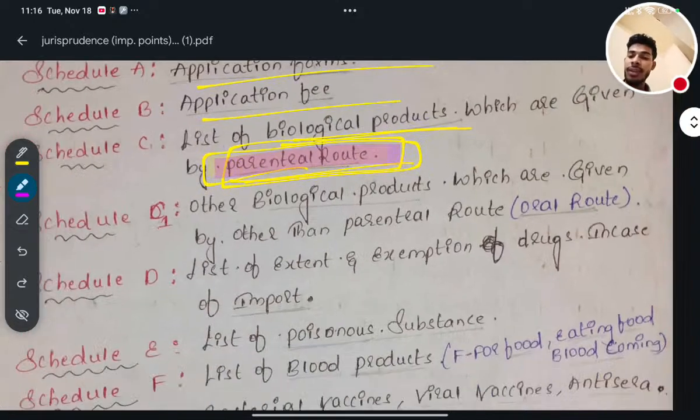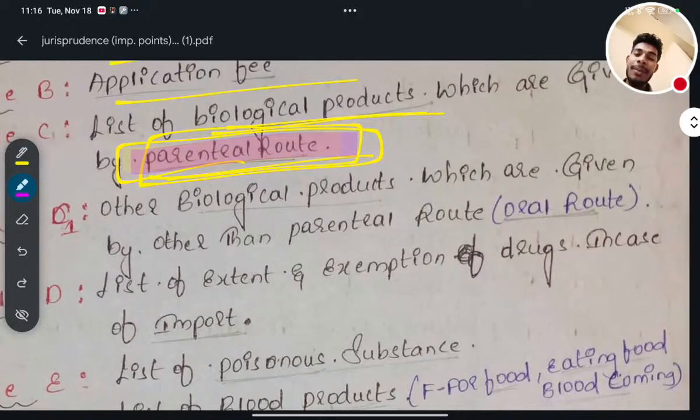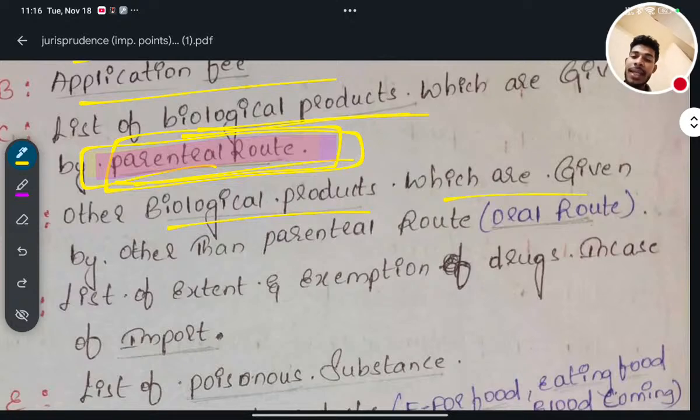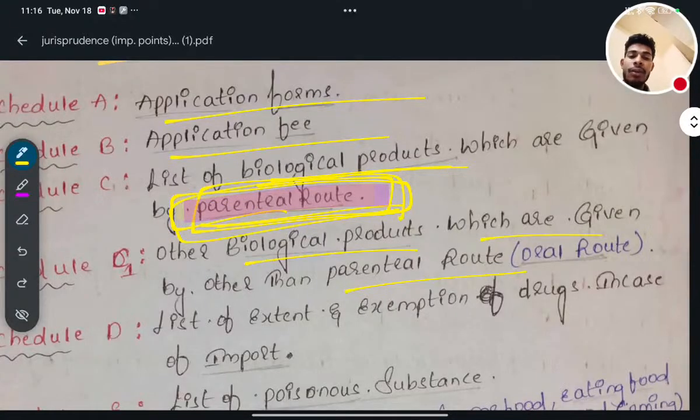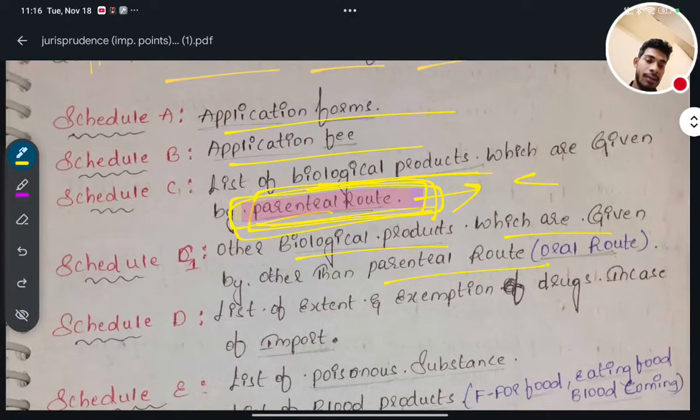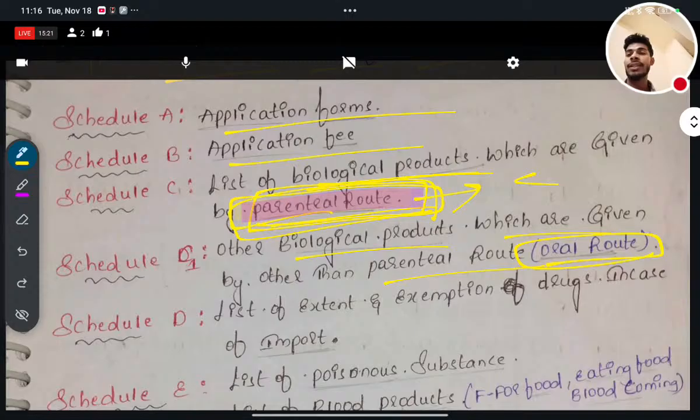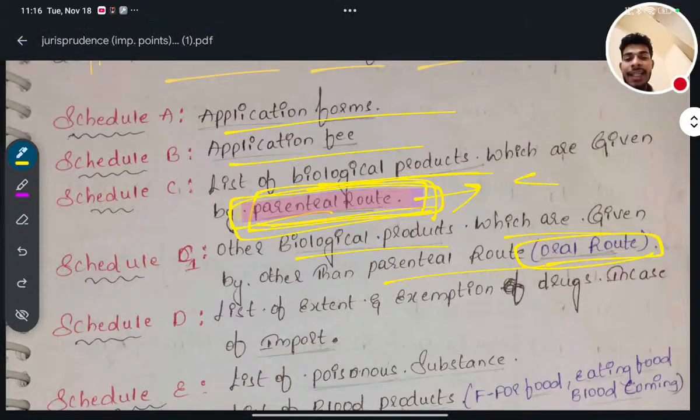Okay. Then Schedule C1. Schedule C1 is other biological products which are given by other than parenteral route. So when only parenteral route comes, it will be Schedule C, and when other than parenteral route, that is Schedule C1, such as oral route and everything. All the biological products which are introduced in the body other than parenteral route come under C1, and when it is parenteral route only, it is called C.